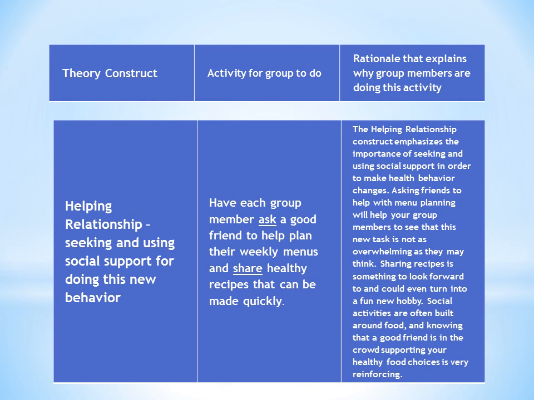The helping relationship construct talks about the importance of support from our social groups to foster behavior change. I think the activity here is especially important to any change in eating plans or diets because food is such a social thing. So recruiting social support, helping relationships for this activity is especially important.